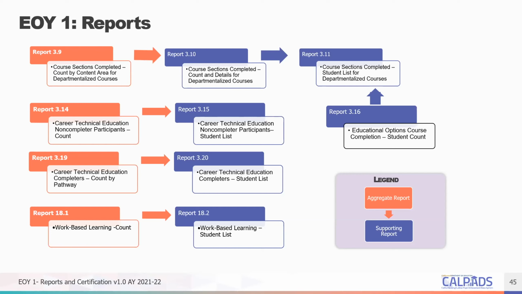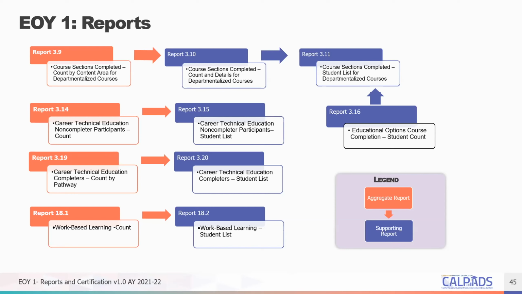To verify the students that are completed or were reported for completing those courses, you would drill down further to report 3.11, course sections completed student list for departmentalized courses. And that's going to be a record on each, for the report will show every student's course completion record for the courses on 3.10. So imagine how much more detail that report has. If you have secondary students, they have 4, 5, 6, 7 courses a semester. So it's a longer report, takes longer to render.